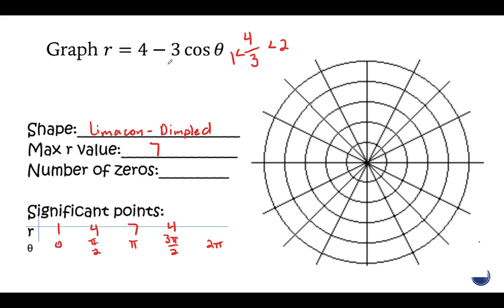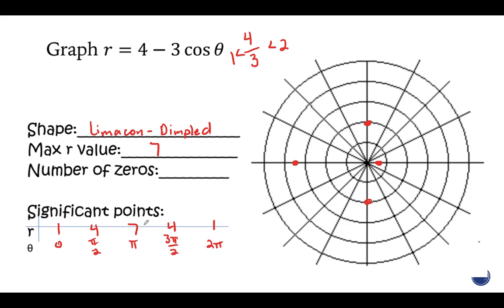So I end up with 4 minus 3, which gives me 1. All right. Then I'm going to go ahead and plot my points. So at 0 radians, I'm going to let each circle represent 2 again. At 0 radians, I'm at 1. At pi over 2, I'm at 4. At pi, I'm at 7. So 2, 4, 6, 7. And at 3 pi over 2, we're at 4. And then we're back to 1, all right?